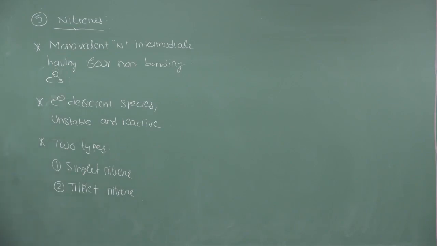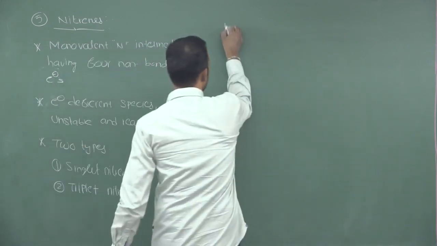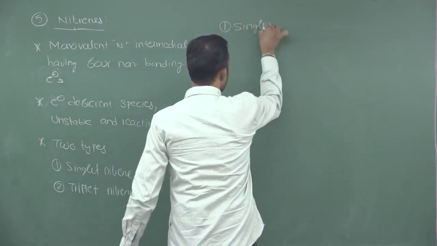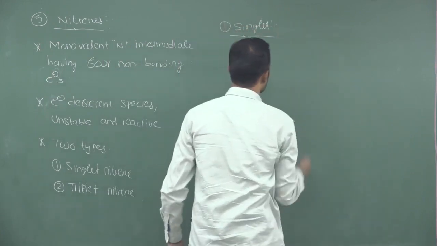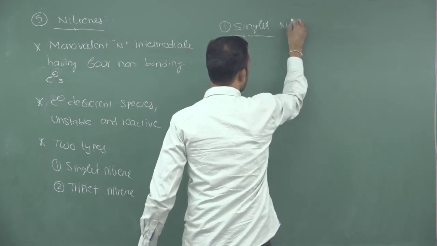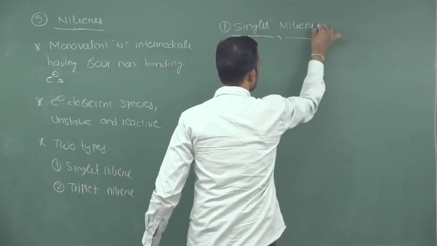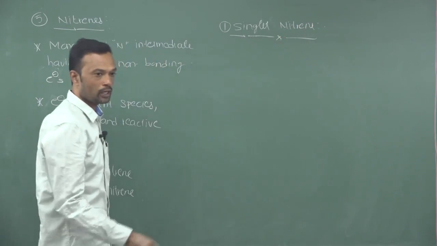Monovalent nitrogen intermediate having 4 non-bonding electrons is known as nitrene. It is an electron deficient species, unstable, and it actively reacts due to its instability, and it is a reactive species. So, nitrene is analogous to carbene. They are also classified into two types, singlet and triplet nitrene. So, what is singlet nitrene? It is almost equal to singlet carbene. Is it monovalent or not?